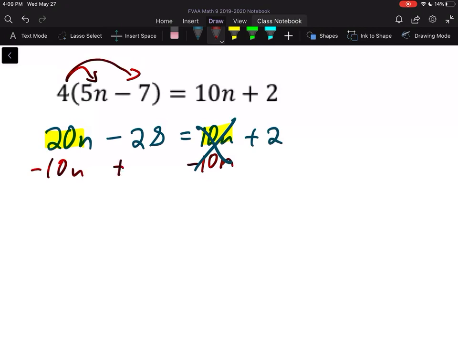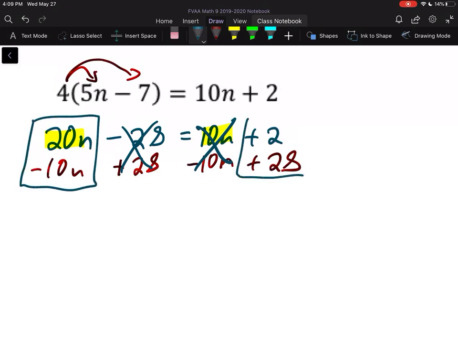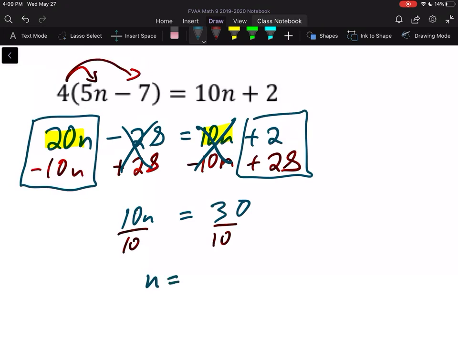So I need to get rid of the 28 and move it over to this side here. Lots of things cancel out, and what I'm left with is 20n minus 10n is 10n, equal to 30. Last step, divide by 10 on both sides, and I end up with n is equal to 3.